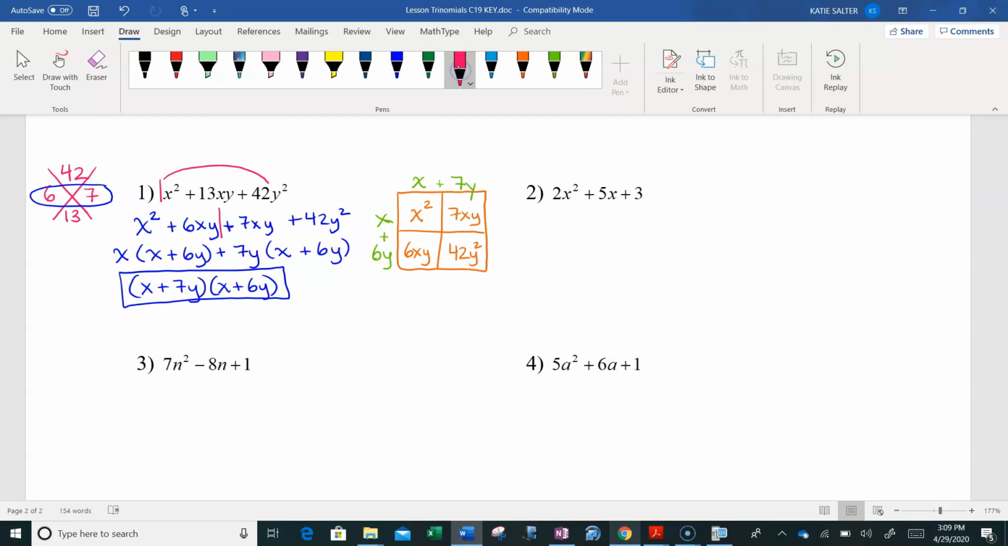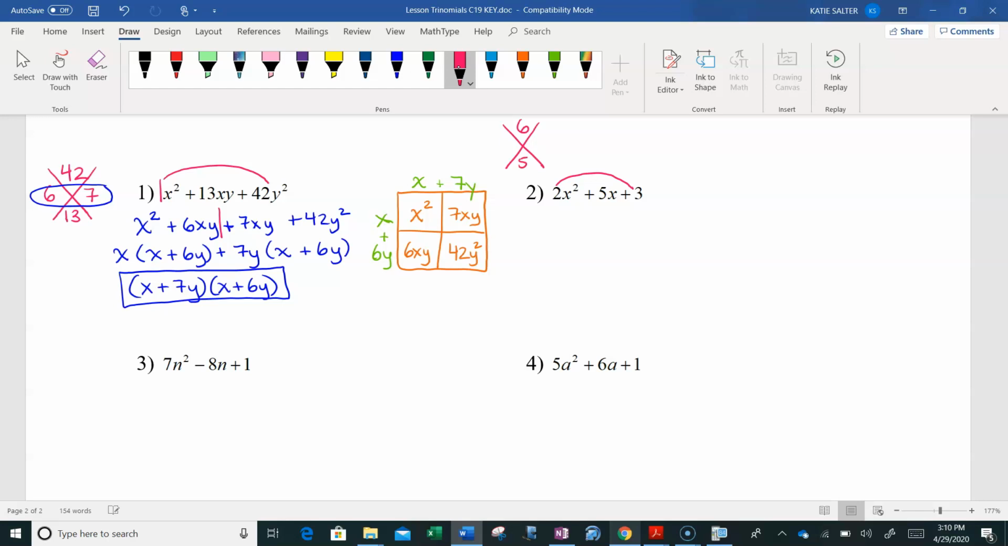So the first step is we're going to say, does it have a greatest common factor? And in this case, it does not. So the next step is we're going to say 2 times 3, and 2 times 3 is going to give us positive 6. So we are trying to find what numbers multiply to positive 6, but add to positive 5.